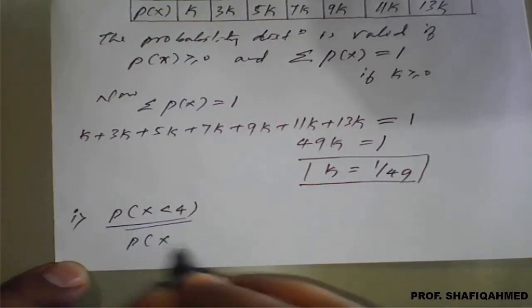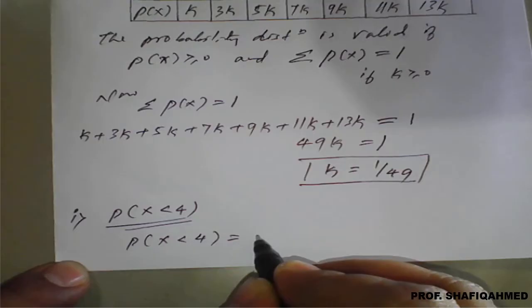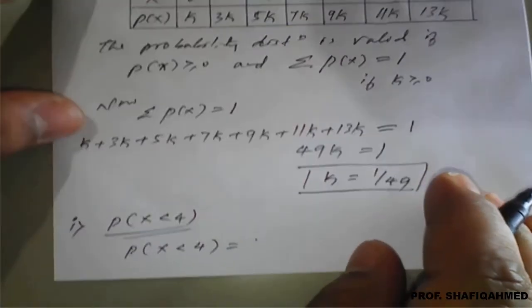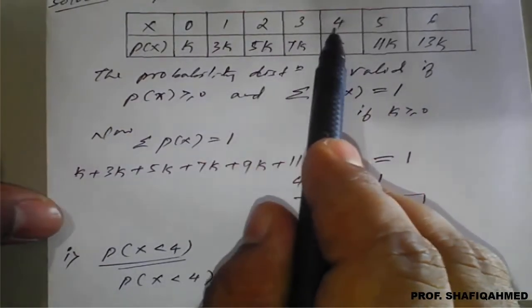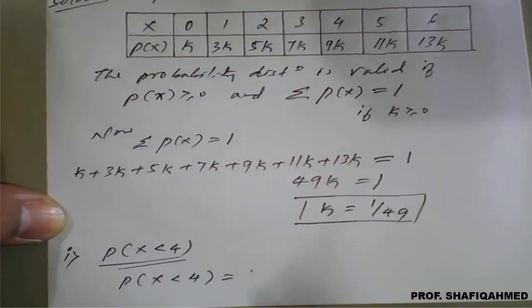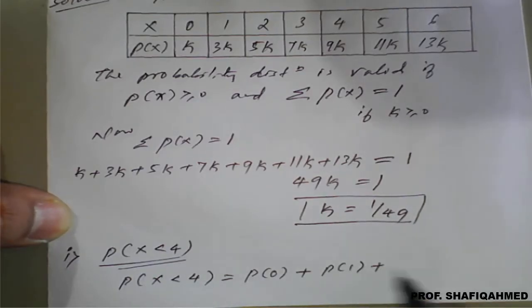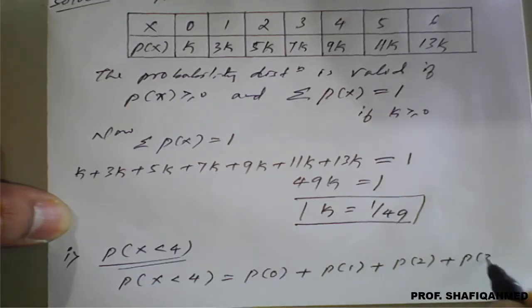If P(X < 4), which probabilities will come here? Strictly less than 4 means 0, 1, 2, 3 will come, so we have to write it like that: P(0) + P(1) + P(2) + P(3).